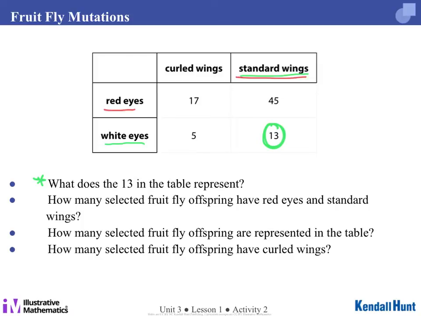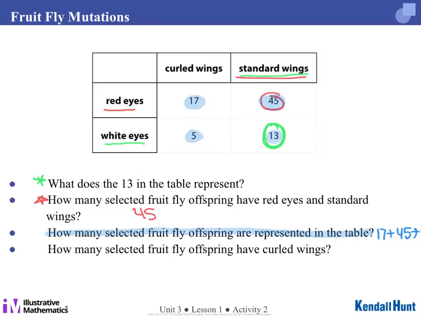So in the next question, it says, how many selected fruit fly offspring have red eyes and standard wings? If you look here, I've underlined your standard wings and your red eyes, and the column and row that line up make 45. So your answer would be 45 fruit flies. For the next question, we're looking at how many selected fruit flies, and I've highlighted the 17, 45, 5, and 13, and we're going to end up with 80 fruit flies in our two-way table.